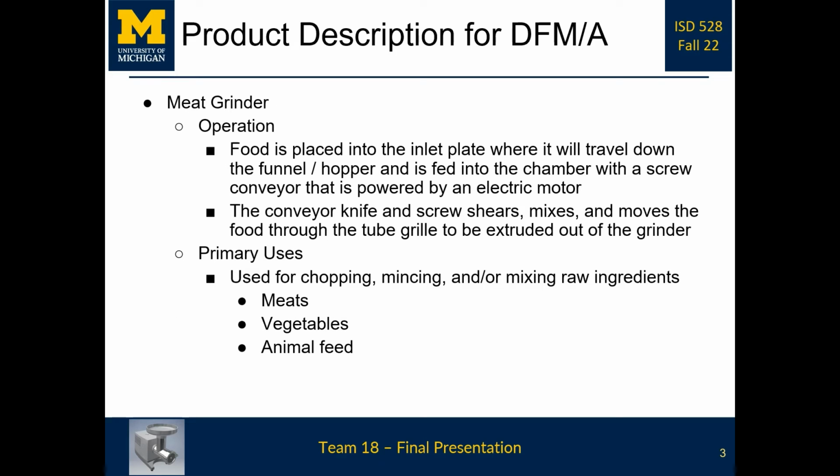For product description, we are evaluating a meat grinder for design for manufacturing and design for assembly. For operation, food is placed into the inlet plate, where it travels down the funnel and is fed into the chamber with a screw conveyor that is powered by an electric motor. The conveyor knife and screw shear, mix, and move the food through the tube grill to be extruded out of the grinder. Primary uses are chopping, mincing, and/or mixing raw ingredients such as meats, vegetables, and animal feed.